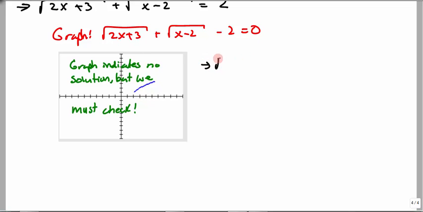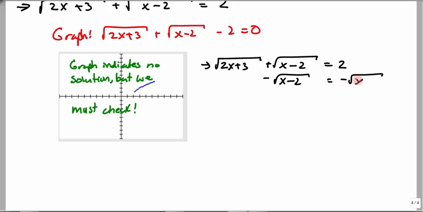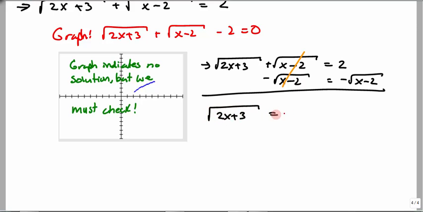What we want to do first, of course, is the same as our last one. We want to isolate the radical. So we would subtract root x minus 2 from both sides. These cancel, and I'm left with the square root of 2x plus 3 equals 2 minus the square root of x minus 2. Next we would square both sides to get rid of the radical on the left.